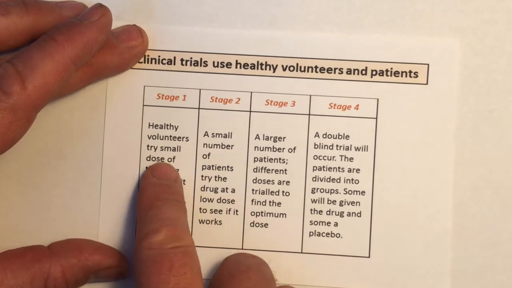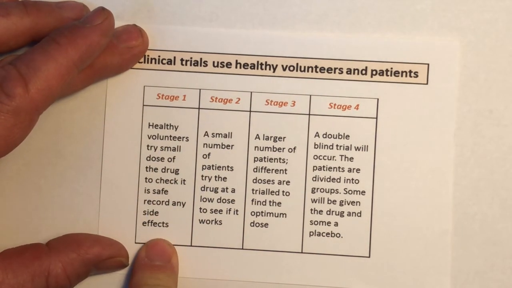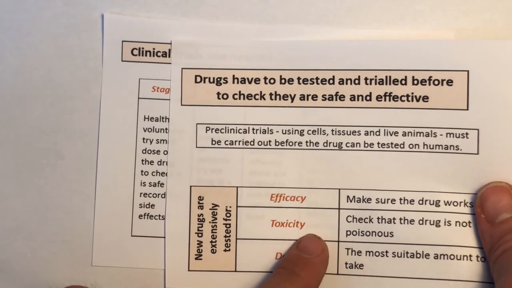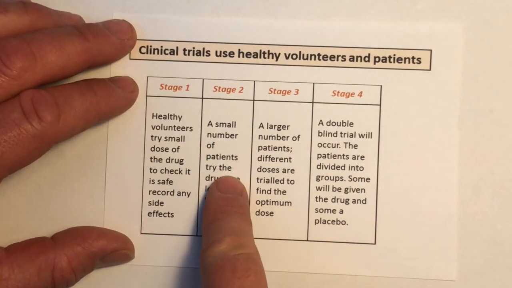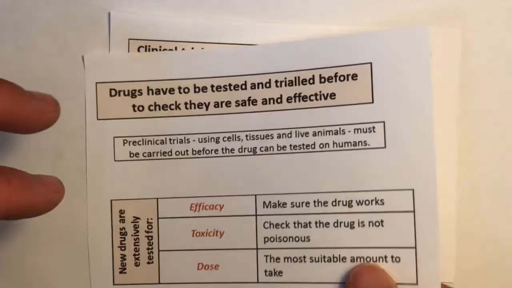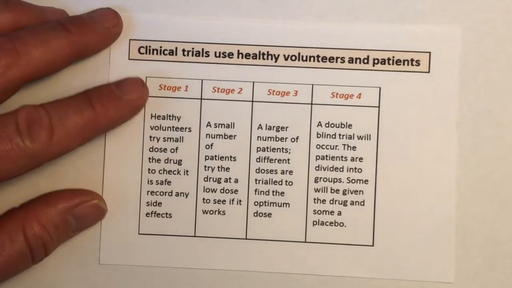Stage 1 is where healthy volunteers try a small dose of the drug to check it is safe and record any side effects. That is where they are looking at the toxicity. In stage 2, a small number of patients try the drug at a low dose to see if it works. That is then looking at the efficacy of the drug.